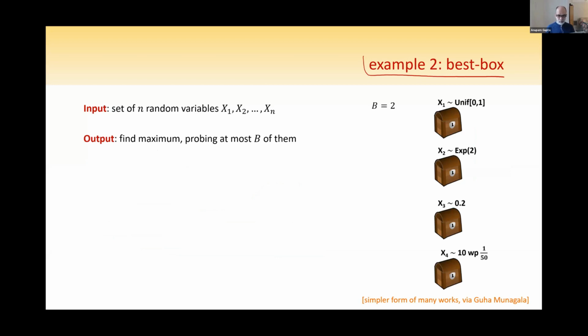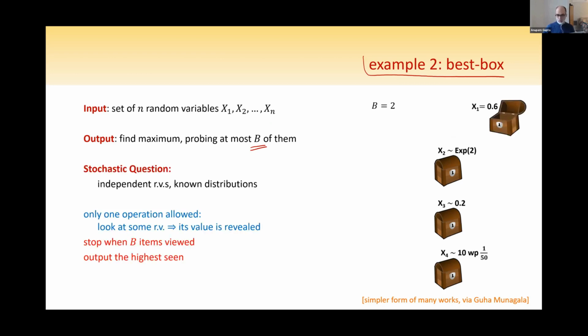Good. So in the second example also, we are given n boxes, each of which is a random variable, really. I think of these random variables as boxes. If you open the box, you reveal the value of the random variable. Initially, you only know the distribution. You want to find the maximum of these, but you're only allowed to probe b of these boxes. Say b is 2 in this case. So you're allowed to open 2 of these boxes, and then you choose one of the choices you made.